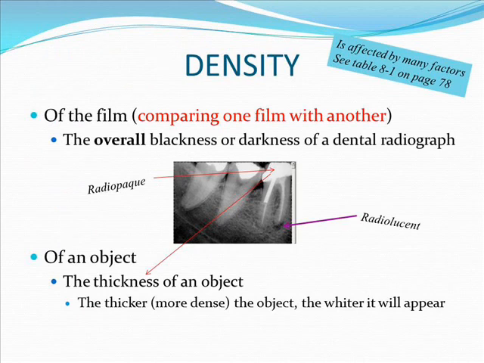A couple more terms we need to know. One is density, and there are two different ways we use that term. The first way we use that term is in reference to the density of the film. That means comparing one film with another. When you are comparing one X-ray to another, the one that is overall darker or blacker has more density.